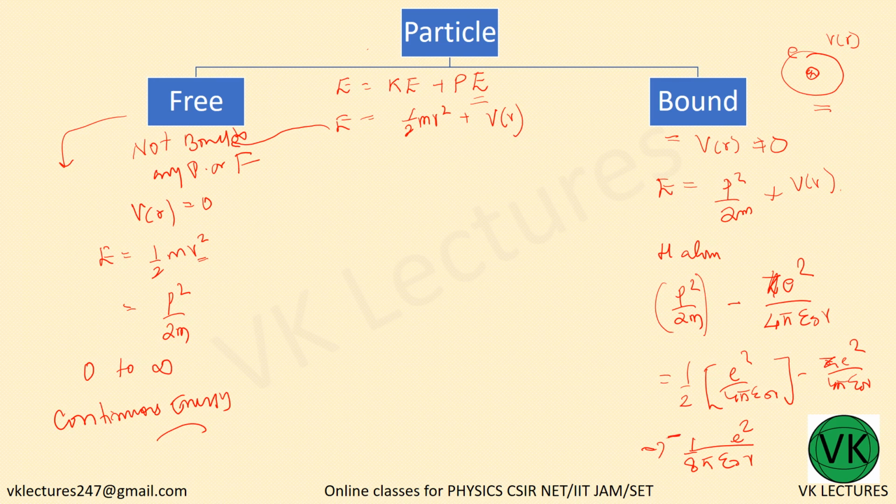This minus sign indicates that this electron is bound to the nucleus. The total energy is negative, which means if you want to make that electron free, you have to give energy. If you give energy, you can make that electron free, otherwise it will stay bound to the nucleus. Now here this r cannot have all values.